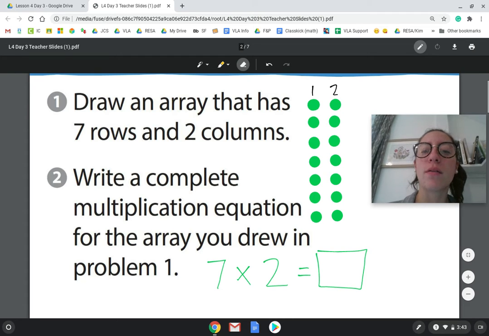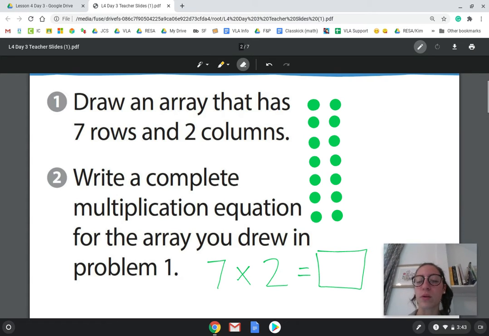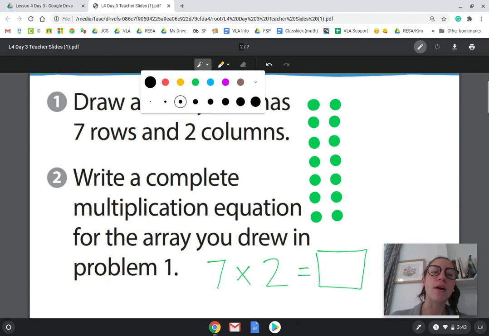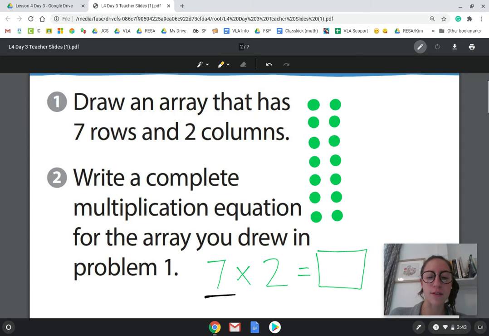The next part, question 2, says write a complete multiplication equation for the array you drew in problem 1. I really had to stretch my brain here and remember what we talked about this week. Hopefully, all of you remember that when we were talking about multiplication equations, I reminded you all that the first number right here, so the 7, the first number is always going to represent the number of rows or the number of groups that you have. This is called the factor. You have 2 factors in a multiplication equation, factor 1 and factor 2.